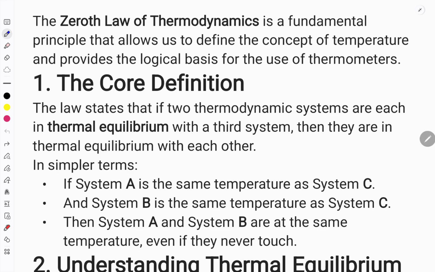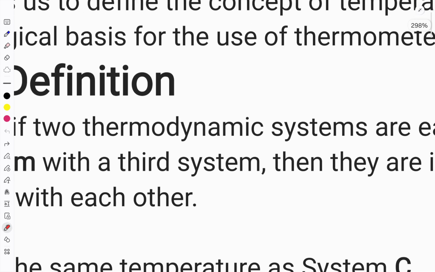In order to understand the zeroth law of thermodynamics, first of all, you have to know what thermal equilibrium means. Thermal equilibrium means the same temperature. If two systems, let's say system A and system B, are in thermal equilibrium, that means they have the same temperature. They share the same temperature, okay? So you can call two systems to be in thermal equilibrium when they have equal temperature, okay? So this is the first thing that you have to memorize. Now let's go into the definition.